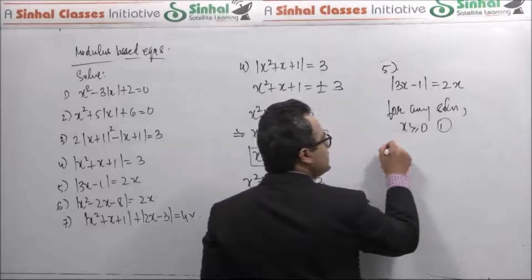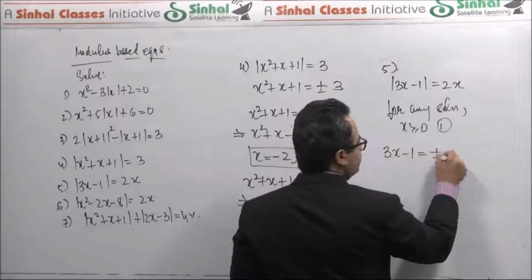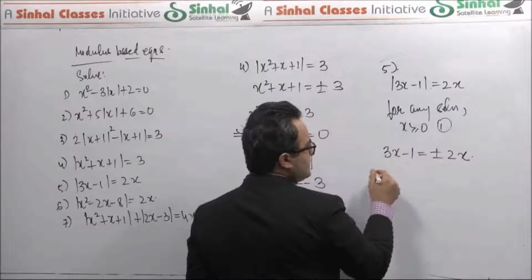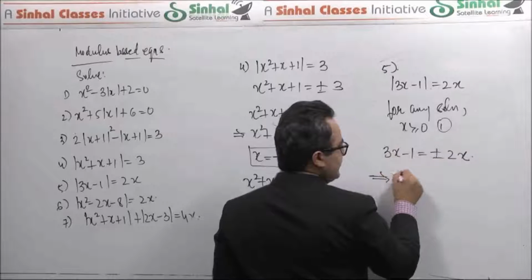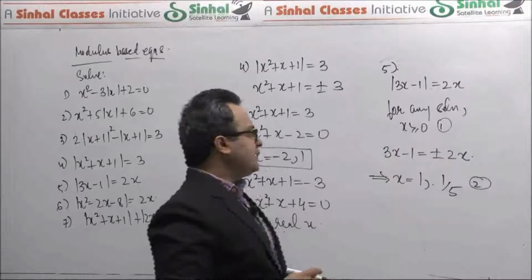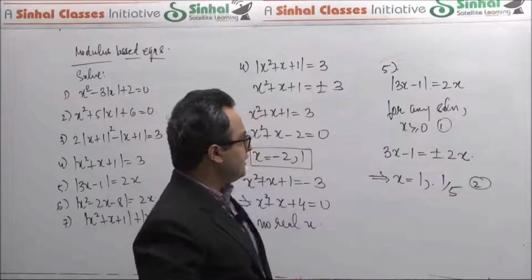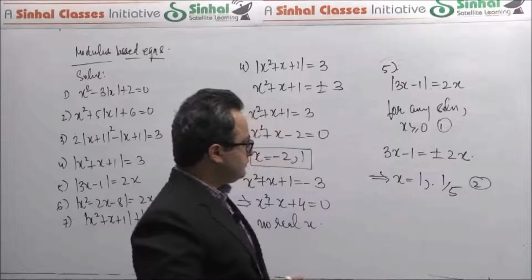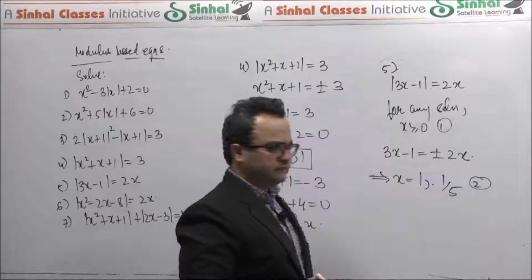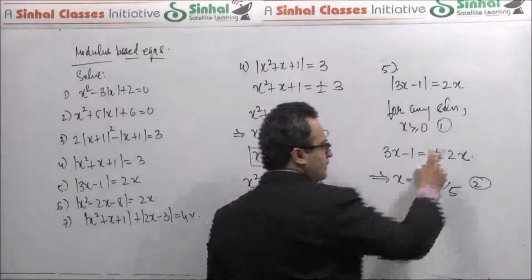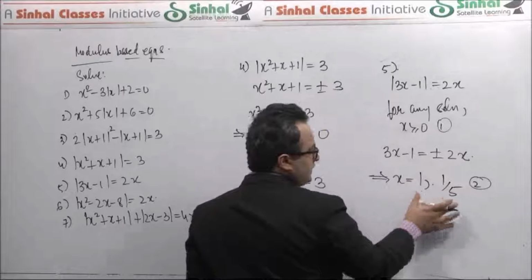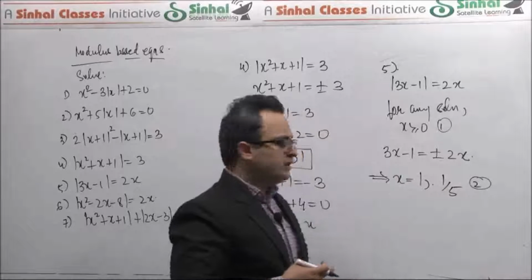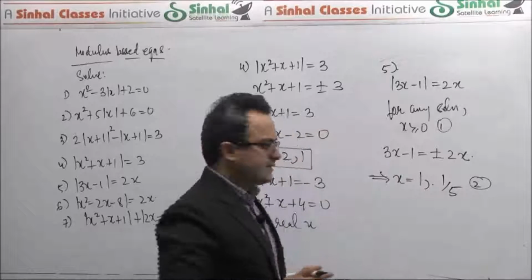And once x is greater than or equal to 0, under this assumption, I can say that 3x minus 1 itself is plus or minus 2x. Again, if I take the positive and negative sign separately, I'll get two values of x, 1 and 1 by 5. Right? And now I'll have to take an intersection of these two conditions. Of course, both these solutions will be acceptable, since the condition was that x has to be greater than or equal to 0. So both the solutions are acceptable.